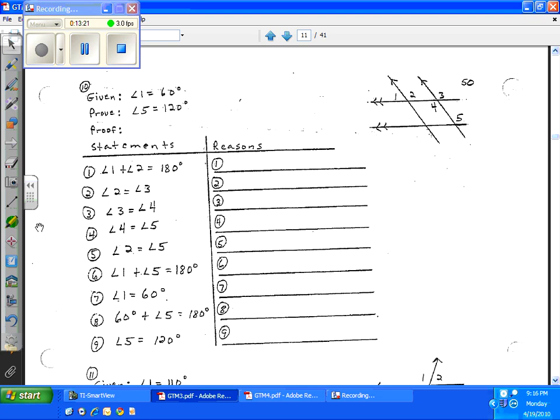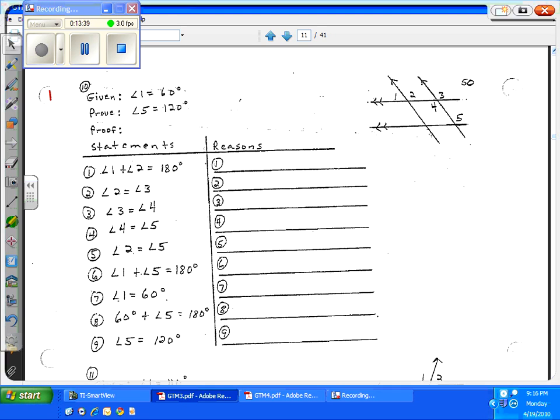Remember to actually write a proof. You write the given proof, put the statements on the left, reasons on the right, draw the diagram. That's all been done. In this particular proof, it already has statements, and we're just giving reasons. Remember, when you give reasons, where do you look first? You look first at the given. You look second at the diagram. And you look third at the statements above.